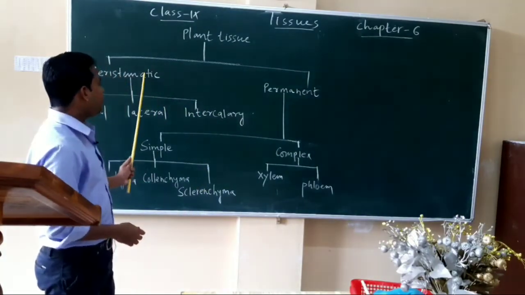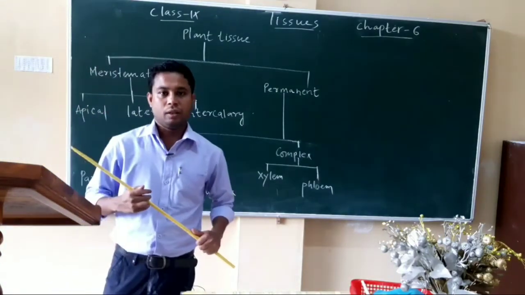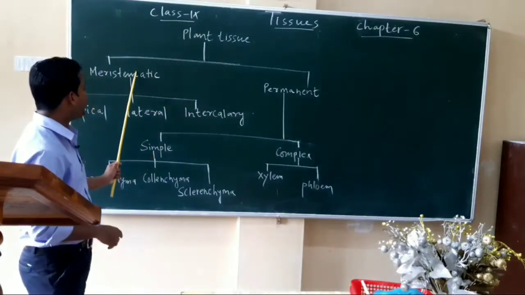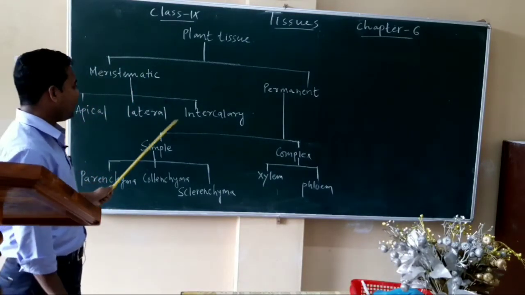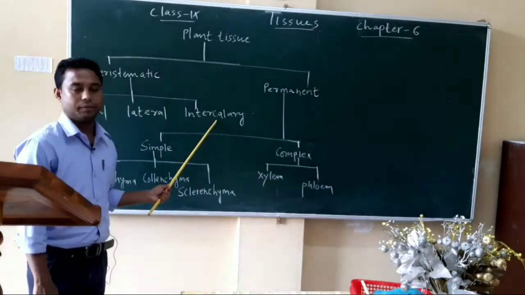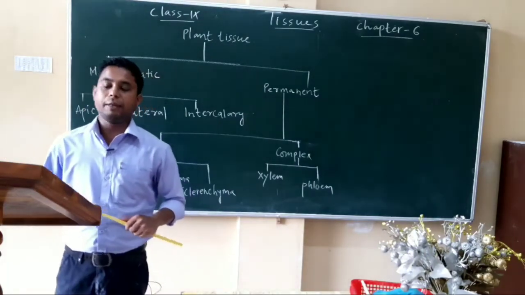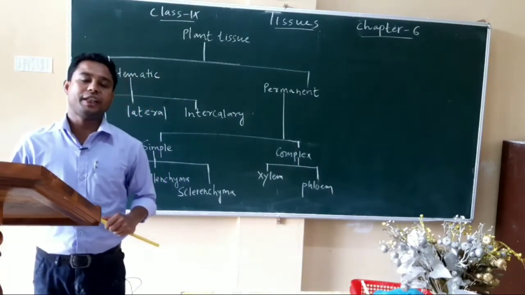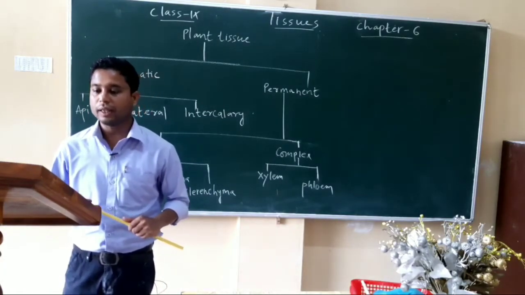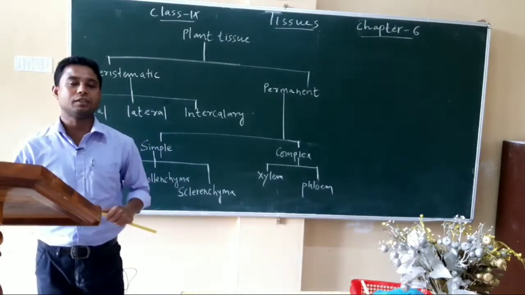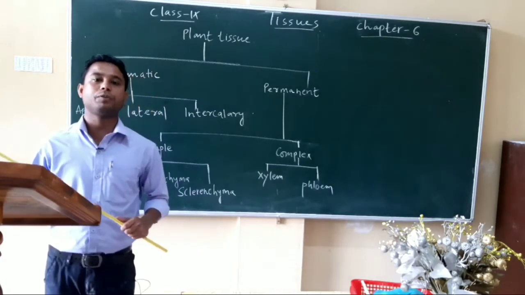Meristematic tissues are also known as dividing tissues. There are three types of meristematic tissues: apical, lateral, and intercalary. Apical meristem is present at the growing tips of roots and stems, and increases the length of the stems and roots.